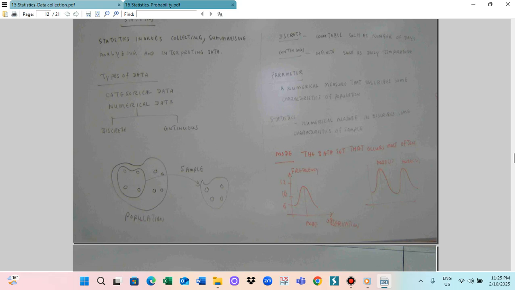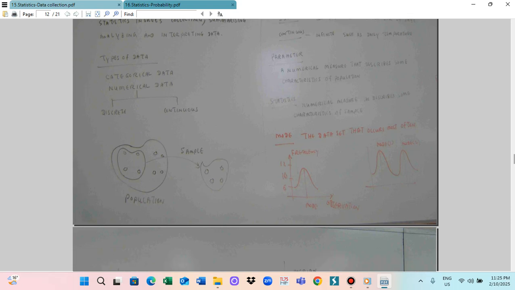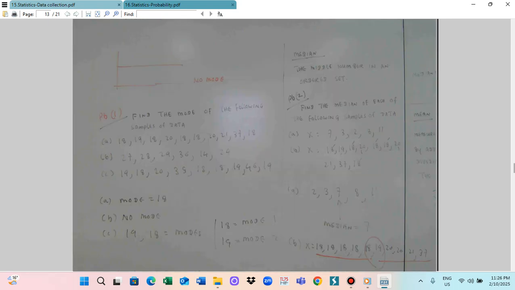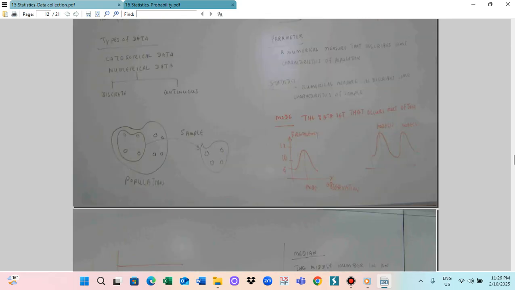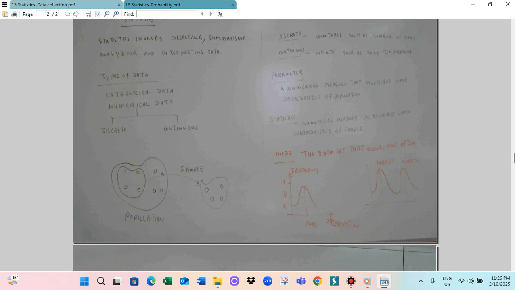So another thing will be the mode. Mode means how many times something happens, for example, the maximum. So this is the mode. The definition is the data value that occurs most often. So this is what we call the mode. Mode means that, for example, we can count the frequency. This is the observation, and this is what we call the frequency.